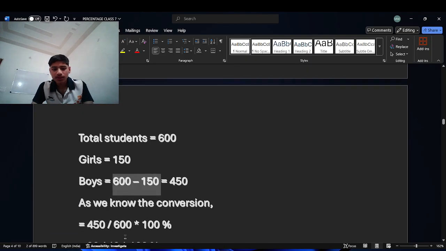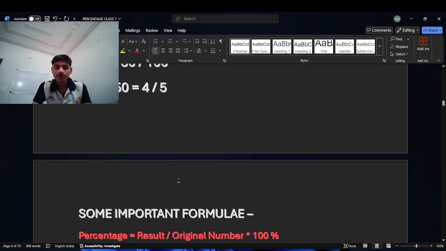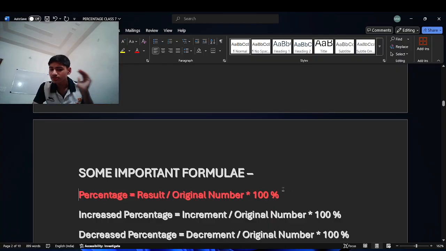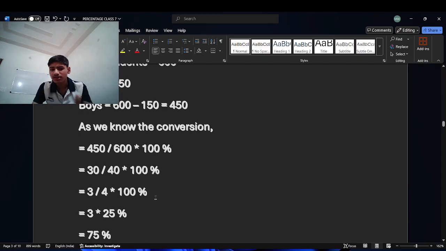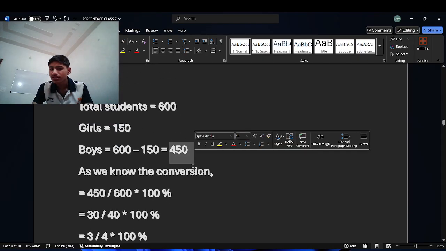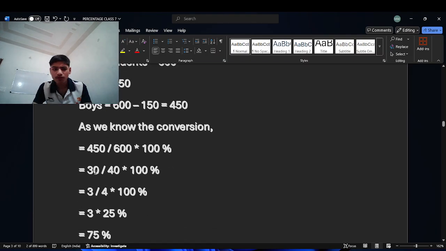Okay, we know the conversion. Which conversion am I talking about? I am talking about this conversion: percentage is equal to result upon original number into 100%. What did we get as result here? We got result here 450. And what was the original? Original was 600 students. So 450 divided by 600 multiplied by 100%.